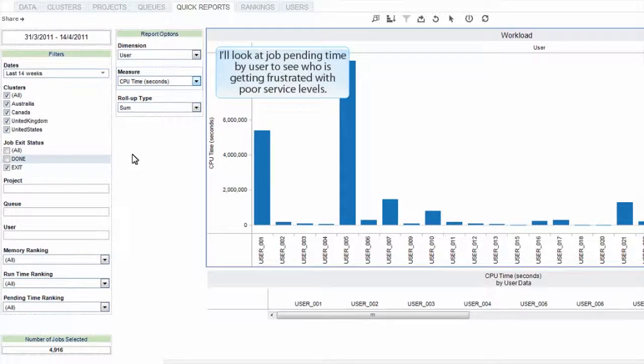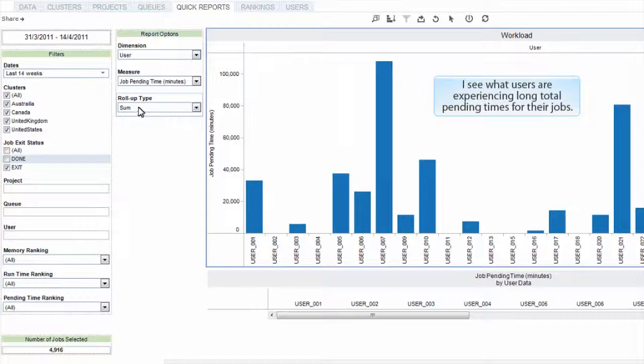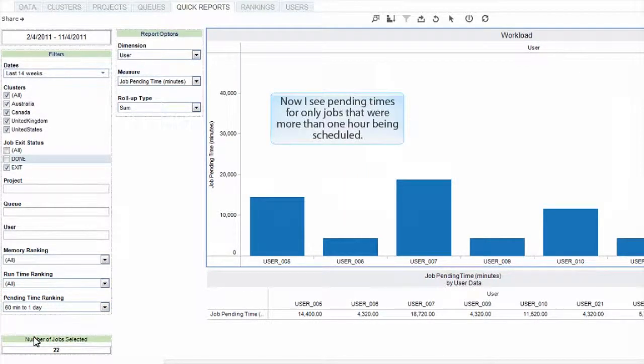As a final example, let's look at job pending times by user so we can see who's getting frustrated with poor service levels. Now we see what users have long total pending times for their jobs. We can examine averages, minimums, and maximums as well by changing the roll-up type. Total pending times related to the number of jobs submitted, so I might want to restrict the view only to jobs that pended for more than 60 minutes to see who's most impacted. Now I see pending times only for jobs that waited more than 1 hour to be scheduled.